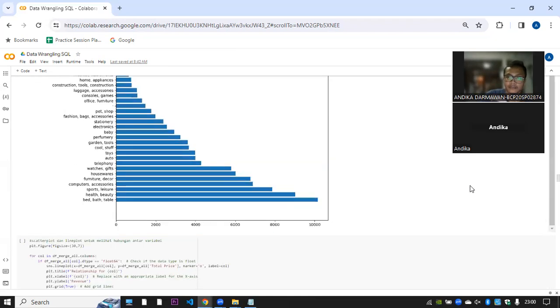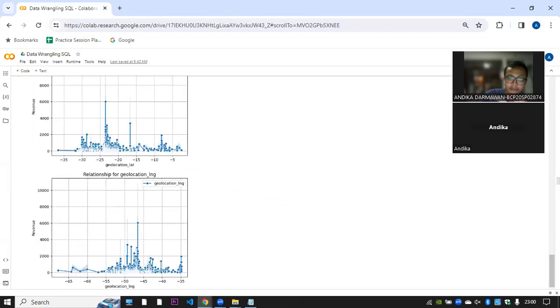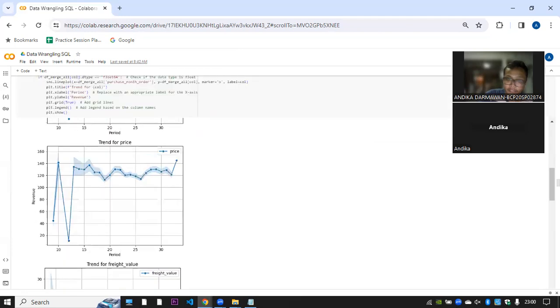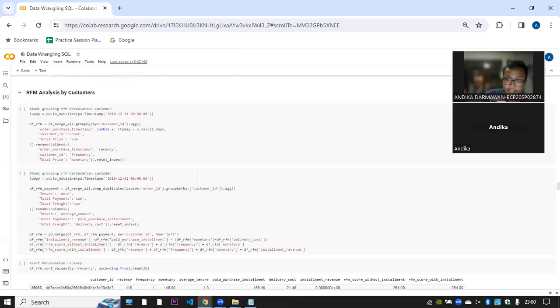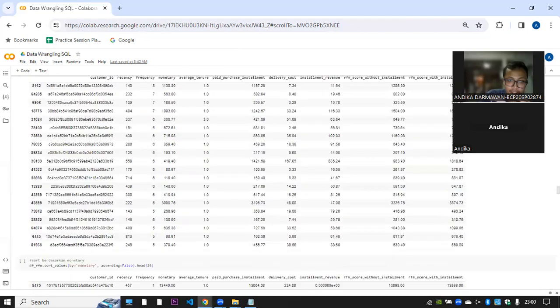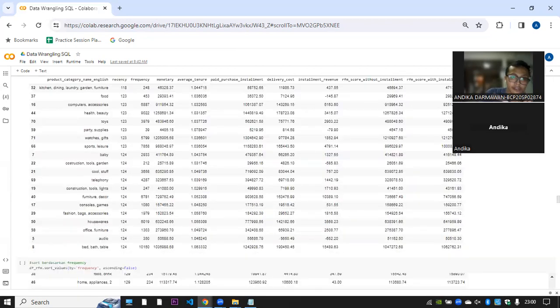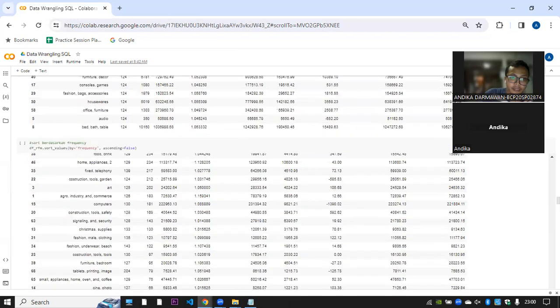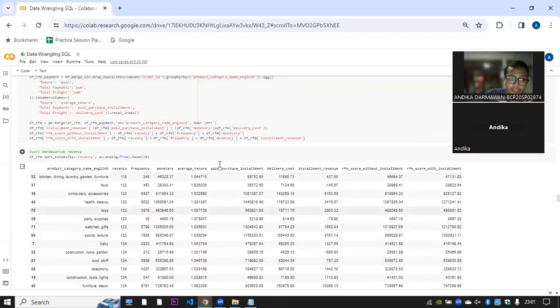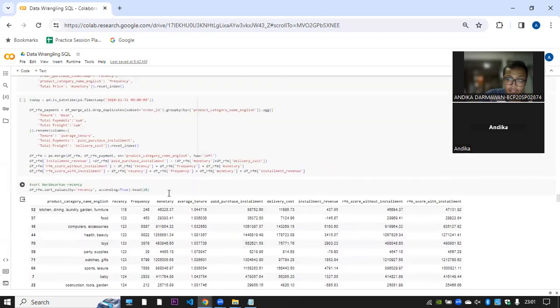Categorically, the most purchased products are bed table, health and beauty, and sport and leisure. This is from the transaction numbers. But as we will see later, there are some variations. So what we do is start with RFM.